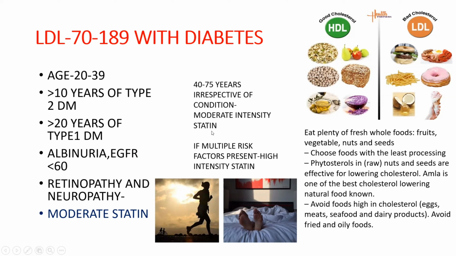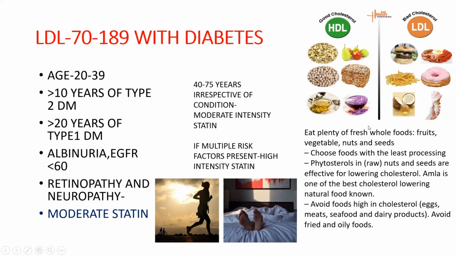This is very important. If diabetes is there and LDL is between 70 to 189 in the age group of 40 to 75, irrespective of condition, we will give moderate intensity statin. If multiple risk factors are present, we will give high intensity statins.